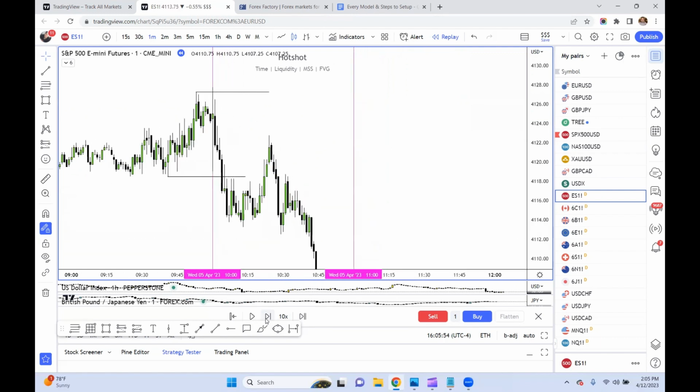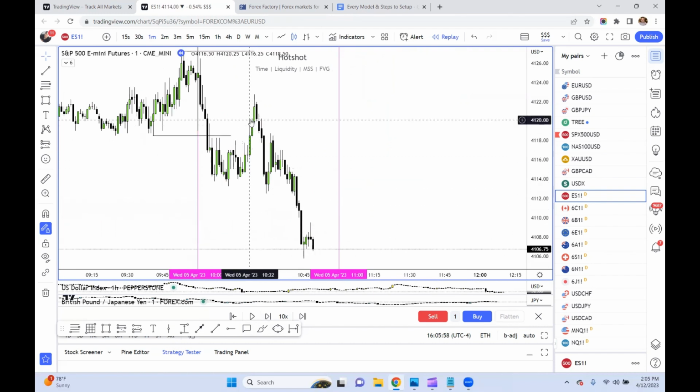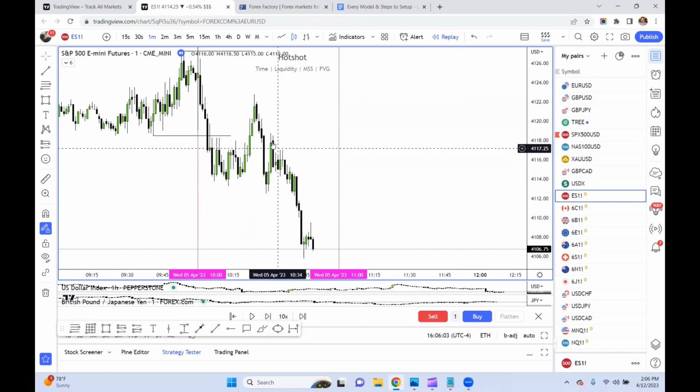Man, this is ugly right now. Why was price so ugly here? I didn't see it here. Let's see. It ran out buy side liquidity right here. Displacement. Here's a fair value gap. Displace away.